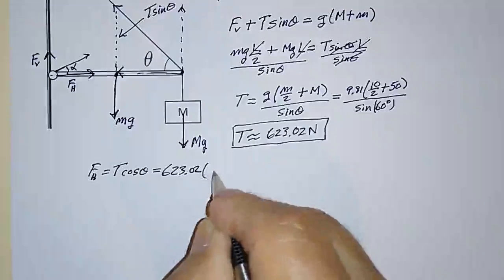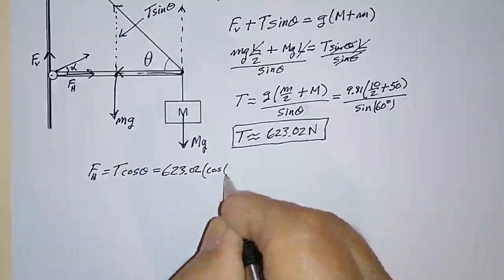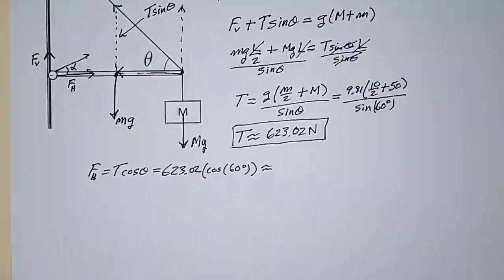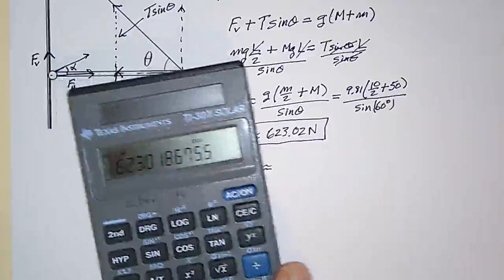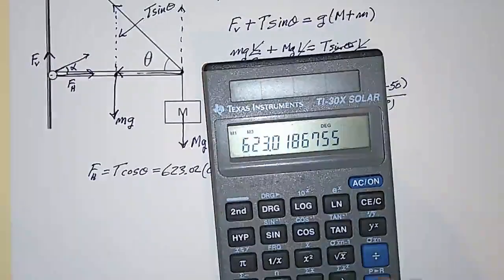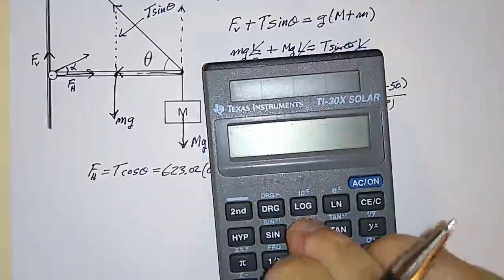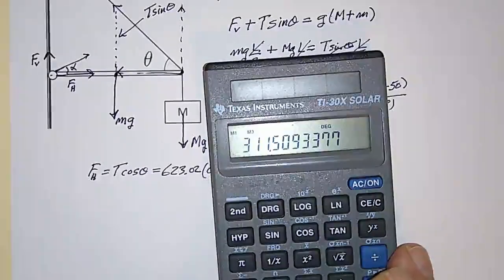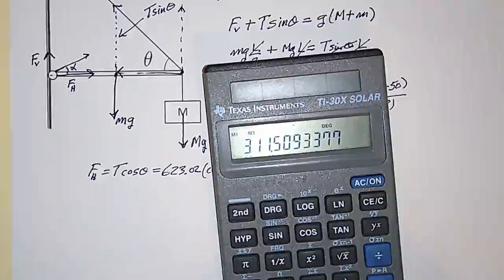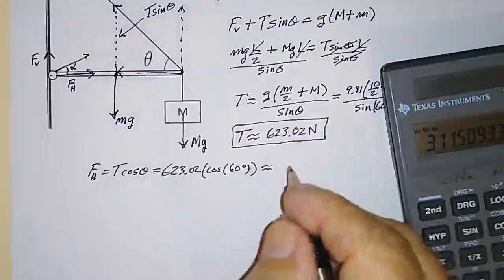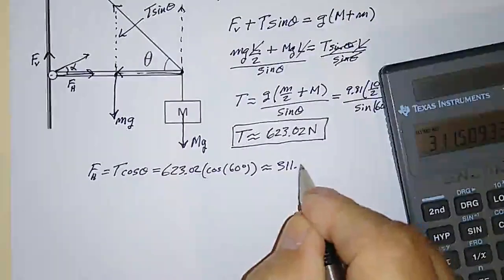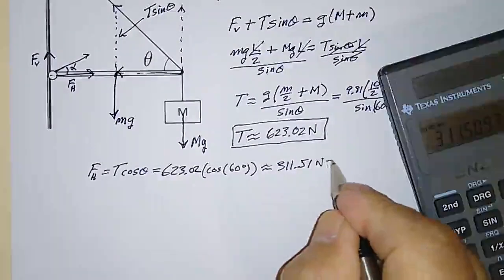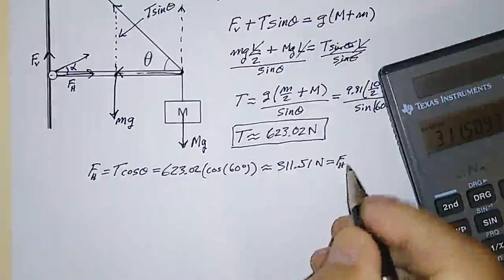623.02 times cosine of 60 degrees, and that works out to be approximately, well, let's see, here's my 623 that I left in there, times the cosine of 60 degrees, and that's equal to 311.51 approximately, and I'm going to store that in one of my memory locations. 311.51 newtons. And that's what the horizontal component of the force is.